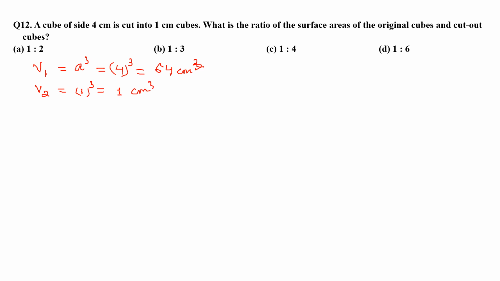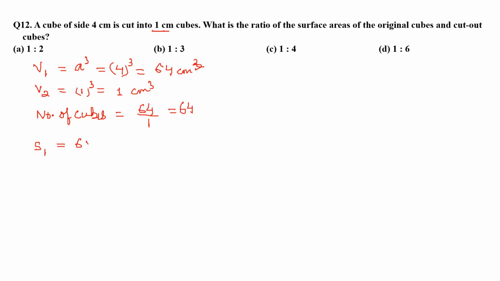So now to find number of cubes, how many cubes you will get, for that you have to divide the volume of the original with the volume of the new cube. So it will be 64 by 1, which will give you 64. So it means you will get 64 small cubes having side measure 1 centimeter. Now I am finding out the surface area of the original cube. Okay, so surface area of original cube, what is the formula? The formula is 6a square, isn't it?